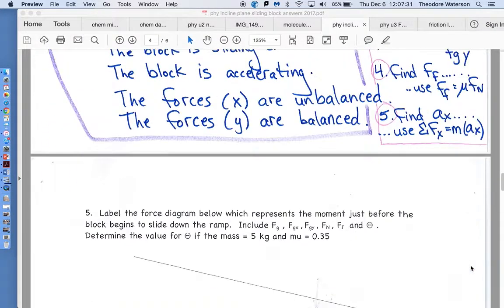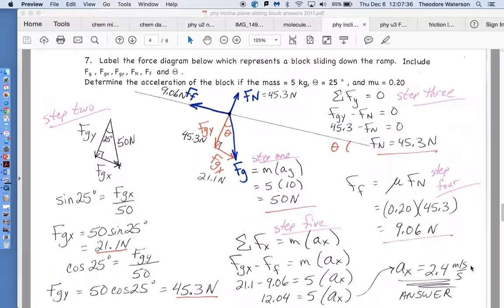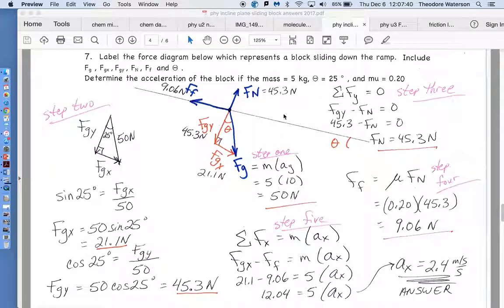Okay, so let's take a peek here. Let's see here. So number 7 again, here we are. So first step, get the weight. A 5 kilogram block weighs 50 newtons.